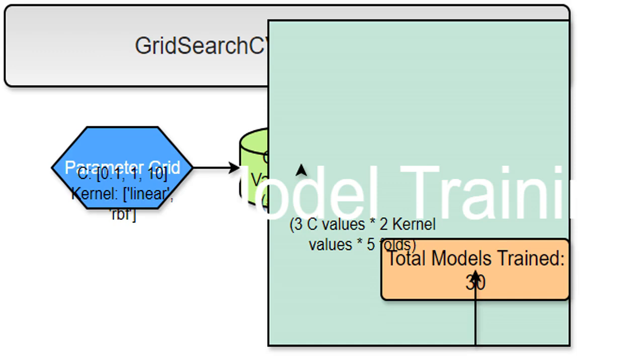I determine the total number of models trained like this. 3 C values multiplied by 2 kernel types gives 6 combinations of settings. I'm doing 5-fold cross-validation. So that's 6 combinations times 5 folds, giving a total of 30 models. I'll train and evaluate 30 separate SVM models in this hyperparameter search.